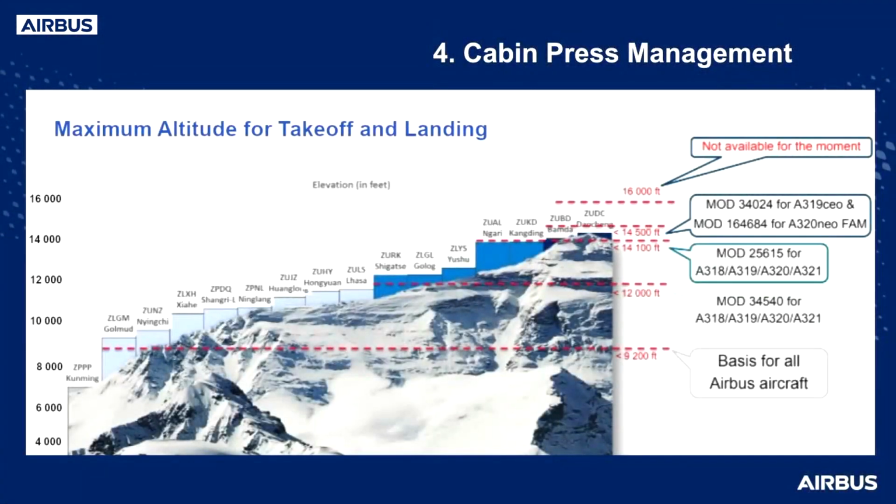The general objective of the cabin press management system is to keep the capability to detect any abnormal loss of cabin pressure, and at the same time to avoid any spurious CAB PRESS EXCESS CAB ALT master warning triggered by the high airport elevation. In order to satisfy this objective, several aircraft configurations are available depending on the airport elevation and indicated in this illustration.